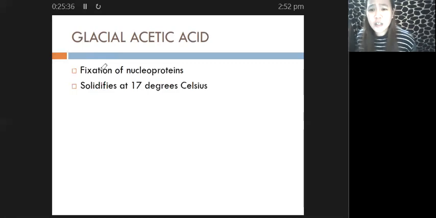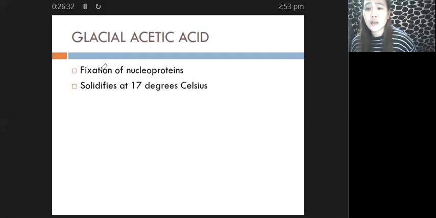The problem with your glacial acetic acid is that it can cause swelling, especially if the tissue sample contains a lot of collagen fibers. I repeat, it causes tissue swelling, particularly of tissues containing collagen fibers. Another characteristic is that it solidifies at 17 degrees Celsius. I'm not sure if this is discussed in your lower chemistries, but glacial acetic acid is actually the most concentrated form of acetic acid that we have in the laboratory.